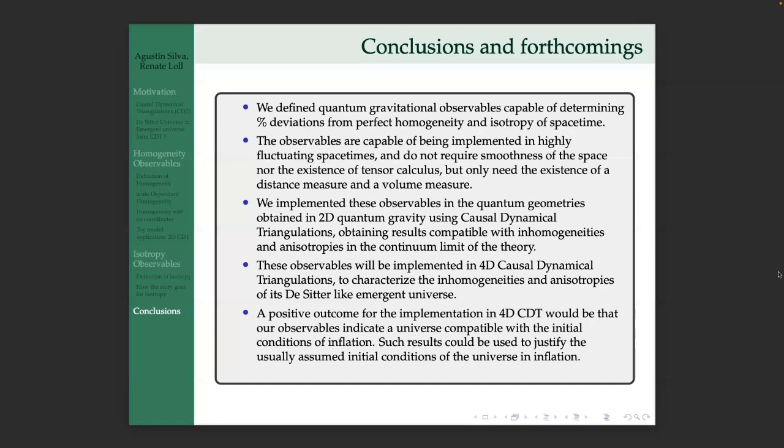But a positive outcome of this implementation in 4 dimensions would be that this emergent universe, this de Sitter-like universe that appears in causal dynamical triangulations, is compatible with the usual initially assumed conditions for the universe for inflation to happen, which is that there are upper bounds on inhomogeneities and anisotropies in this initial condition, and we would like to see if our emergent universe satisfies those.